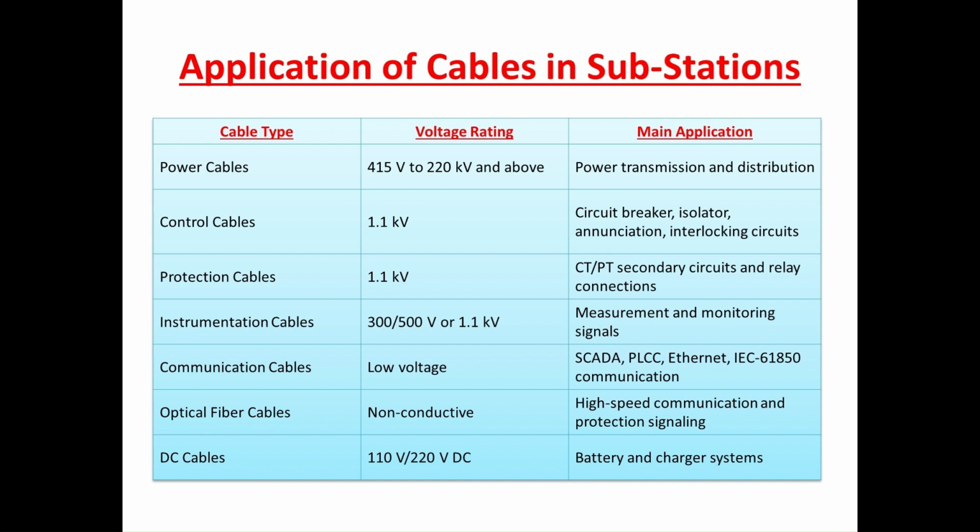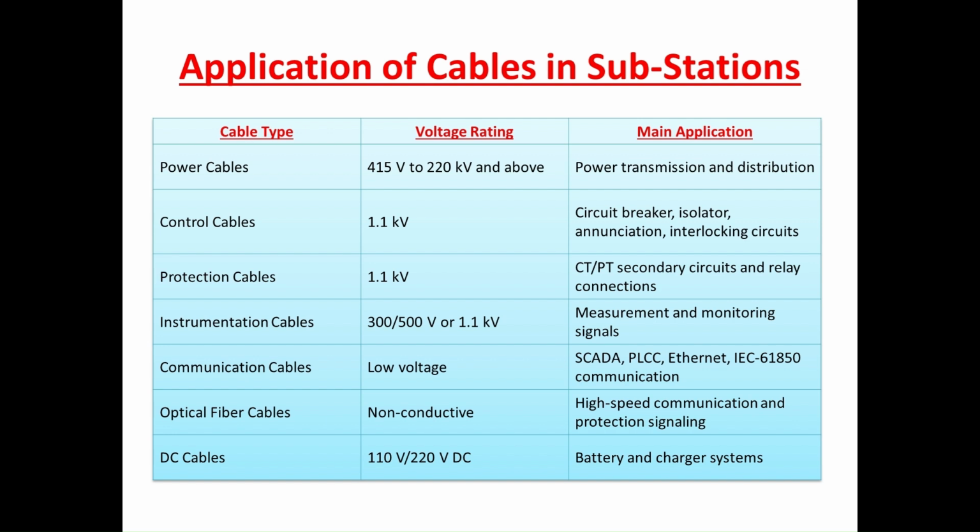Then here in substation, in switchyard, we have these four cables for electrical uses and another for electronics purpose. There we have from 415 volt to 220 kV and above. Those are power cables. The purpose is to transmit or distribute power. Similarly, control cables are used in circuit breaker, isolator, initiation, and interlocking circuits. Protection cable, for CT, PT, secondary circuit, and relay connections.